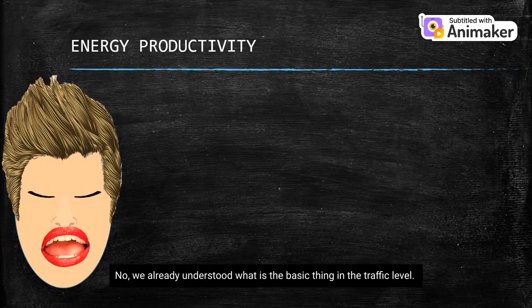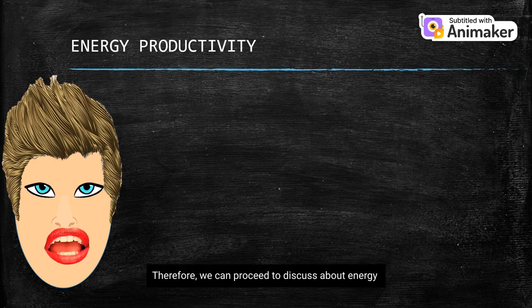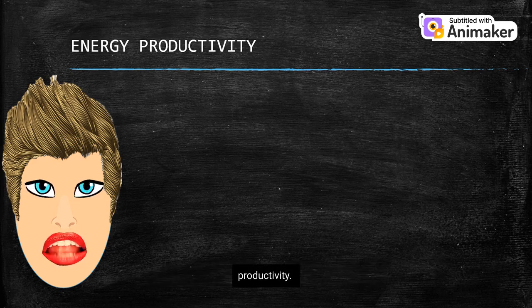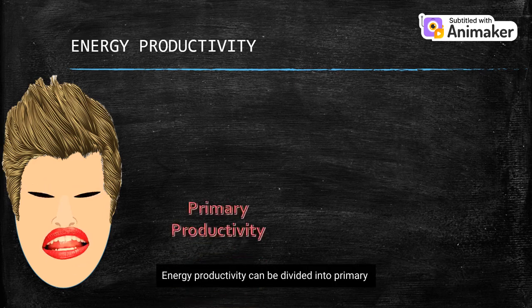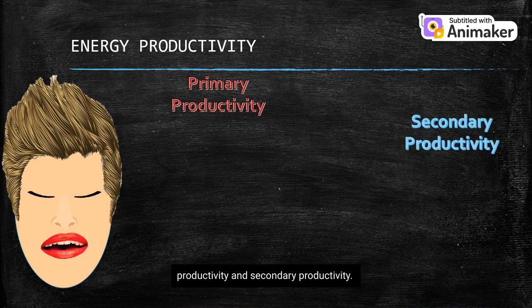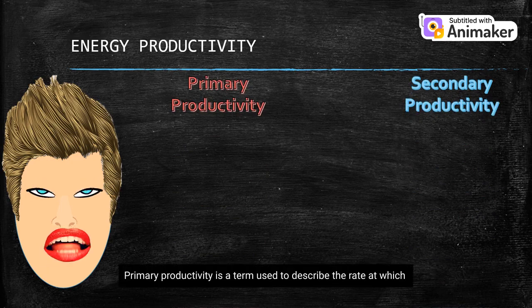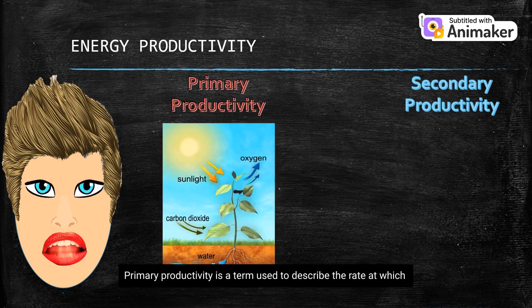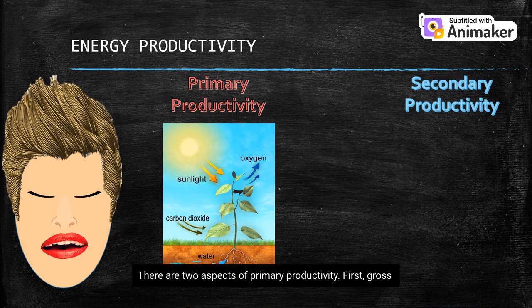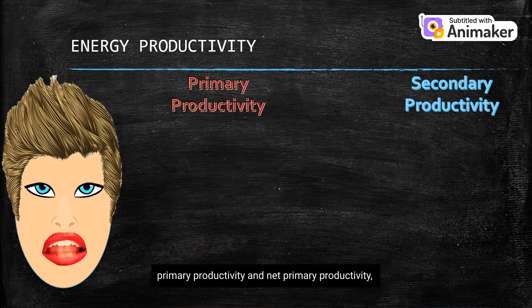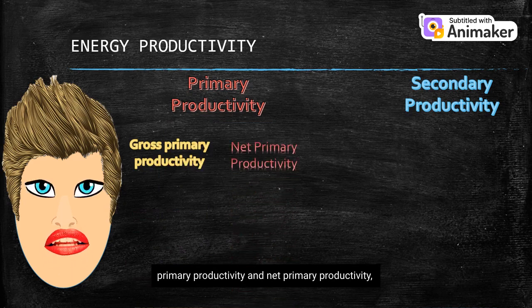Now, we already understood the basic things in the trophic level. Therefore, we can proceed to discuss energy productivity. Energy productivity can be divided into primary productivity and secondary productivity. Primary productivity is a term used to describe the rate at which plants and other photosynthetic organisms produce organic compounds in an ecosystem. There are two aspects of primary productivity: first, gross primary productivity and net primary productivity.